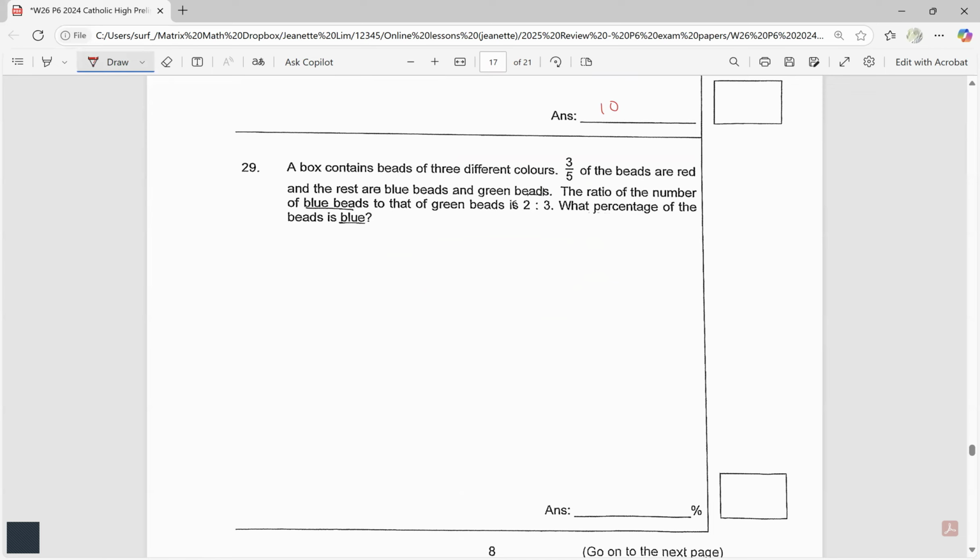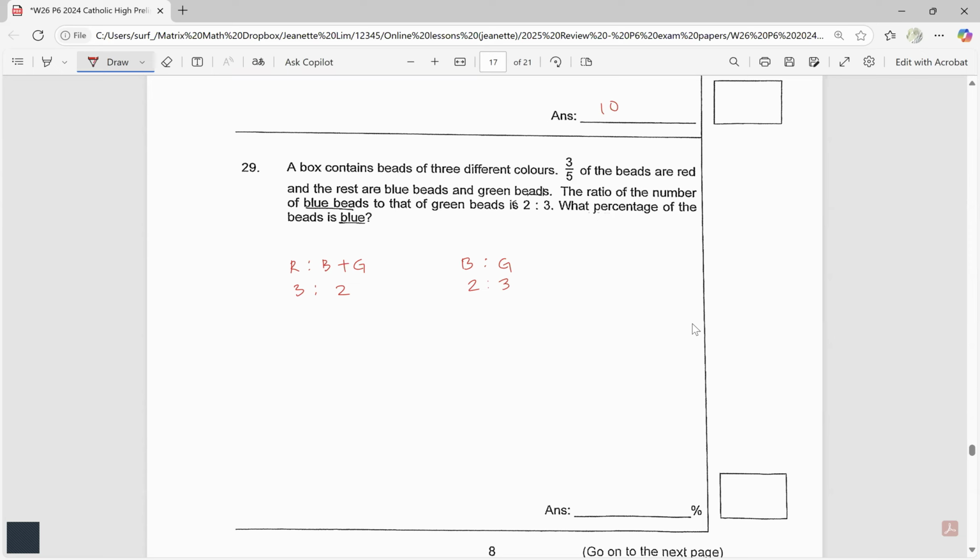29. A box contains beads of 3 different colors. 3/5 are red, the rest are blue and green. The ratio of blue to green is 2 to 3. What is the percentage that is blue? I'm going to write everything in ratio. So if 3/5 are red and the rest are blue and green, so 3 for red, and blue and green would be 2/5, so 2. Then blue to green is 2 to 3.